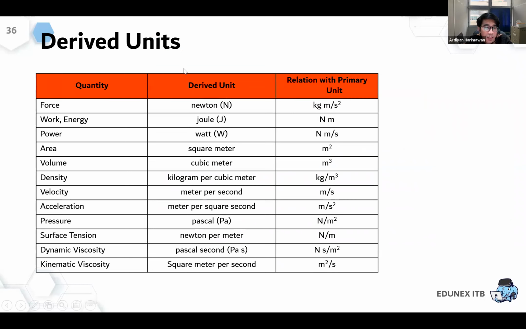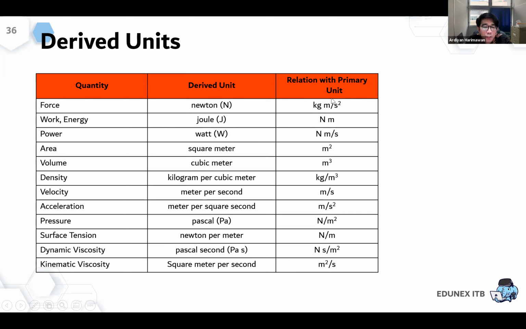Okay, and then you need to familiarize again with derivation. Like force, the standard unit is Newton, like I've told you. The primary unit will be equal to kilogram meter over square second. And then like work, energy, the unit will be joule. Joule will be equal to Newton meter.